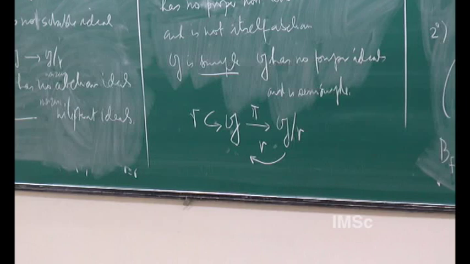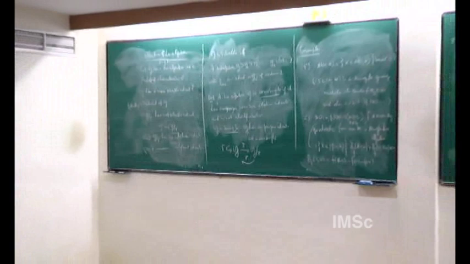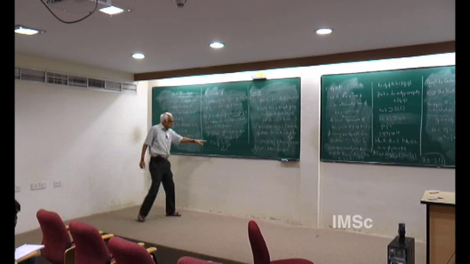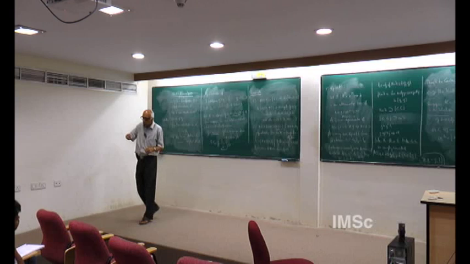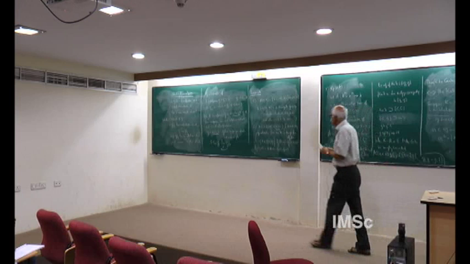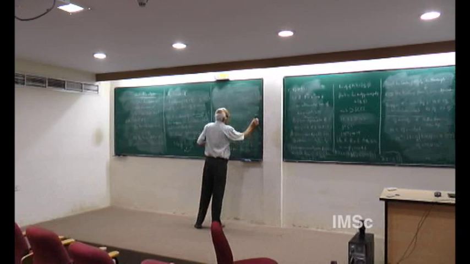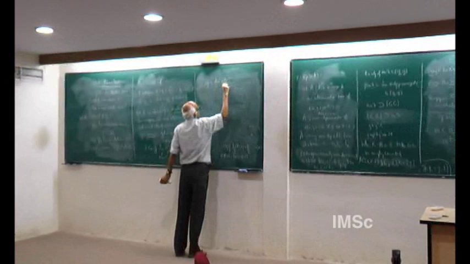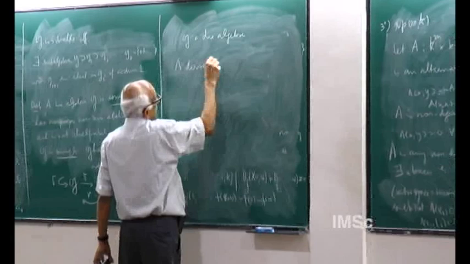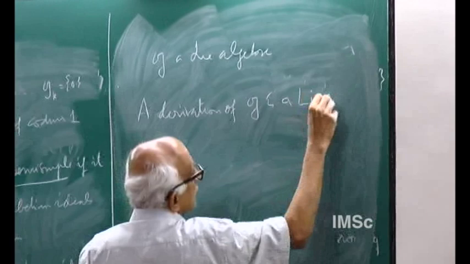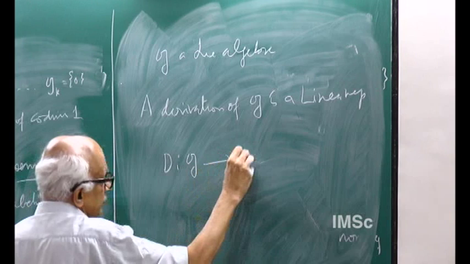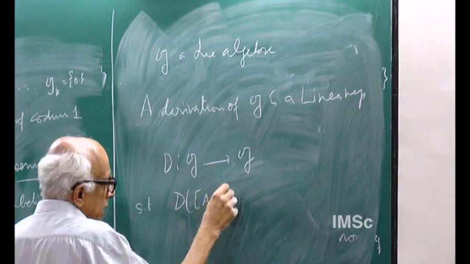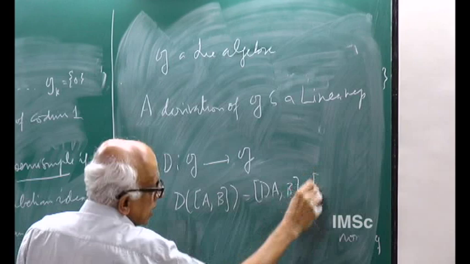You have to make the definition of semi-direct product. I have not given it, but if you have a Lie algebra G which is acting on another Lie algebra, if you take X in G, Y in R, the bracket makes sense. Let me also make one other definition, which I should have probably said in the very beginning. If G is a Lie algebra, a derivation of G is a linear map D from G to G such that D of bracket AB equals bracket DA, B plus bracket A, DB.